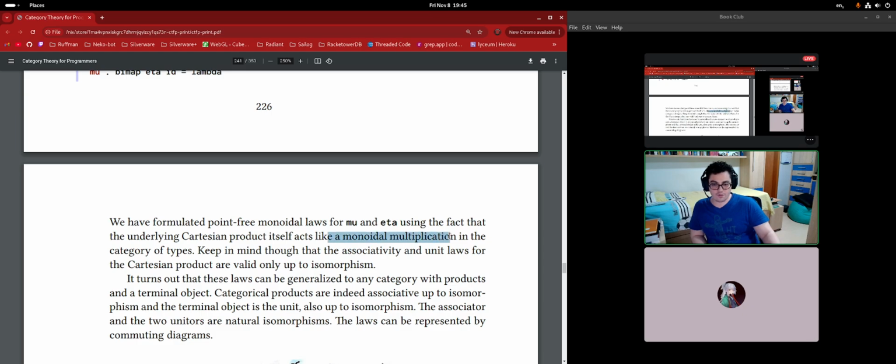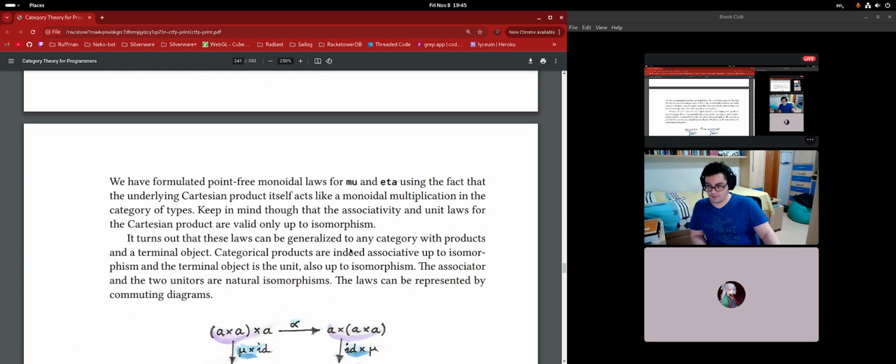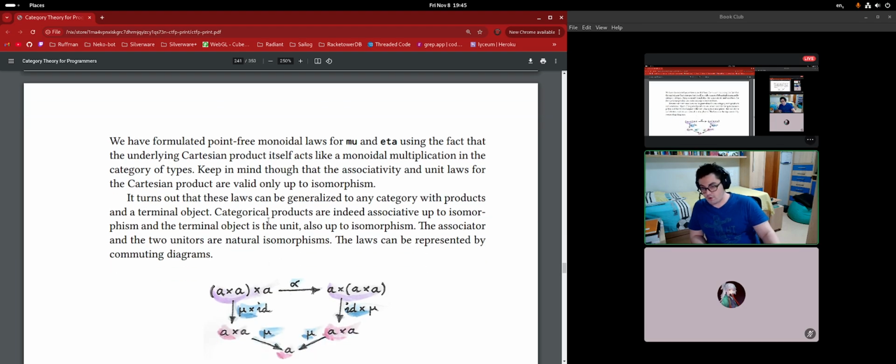What is the monoidal multiplication? The pair? Yeah, okay. Keep in mind though that the associativity and the unit laws for the Cartesian product are valid only up to isomorphism. Sure, I mean, it's in the name, right? It's a product type. Yeah. It turns out that these laws can be generalized to any category with products and a terminal object. Categorical products are indeed associative up to isomorphism, and the terminal object is the unit, also up to isomorphism.